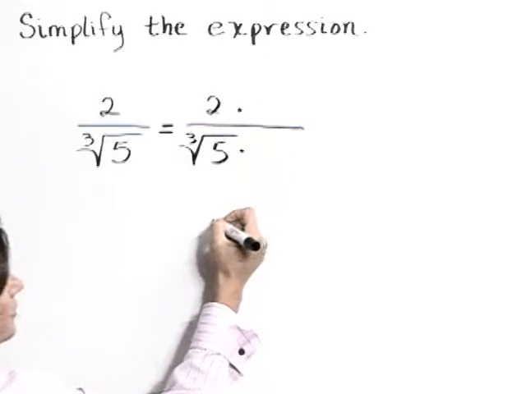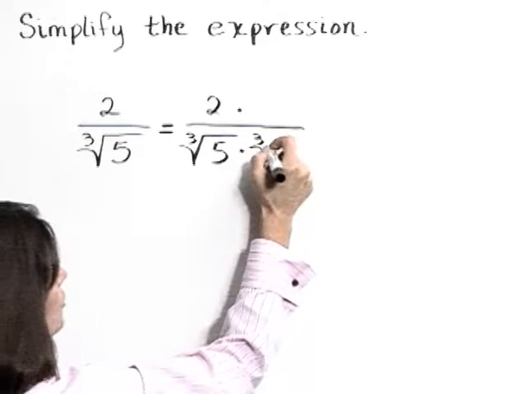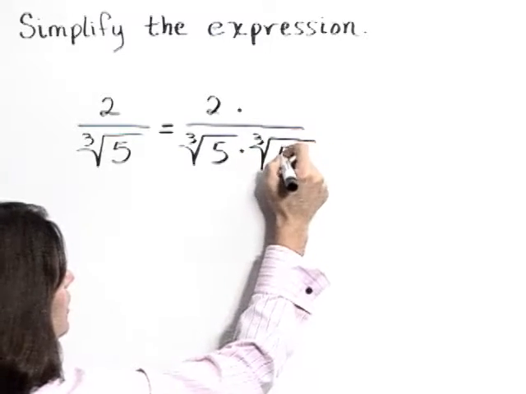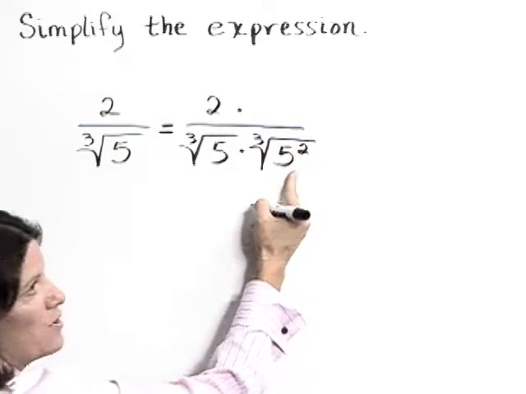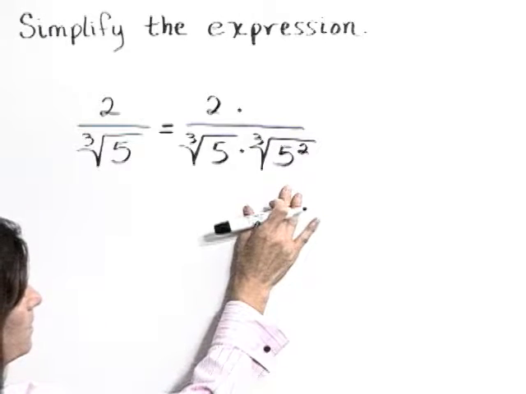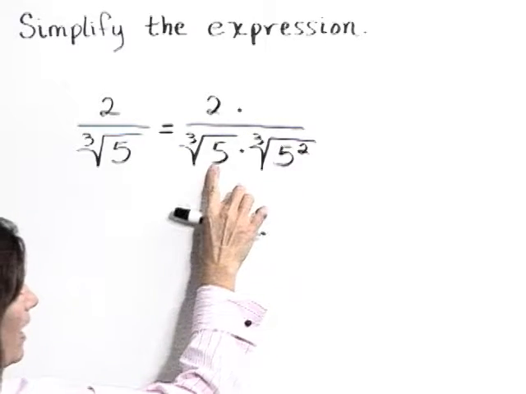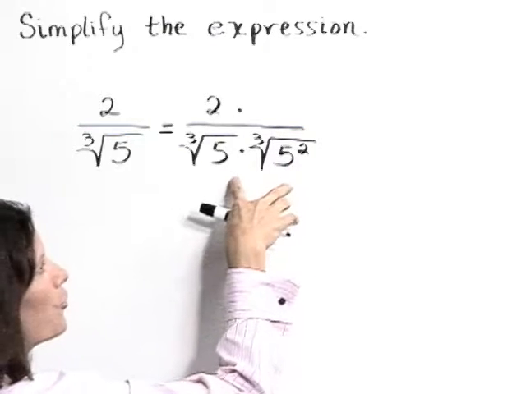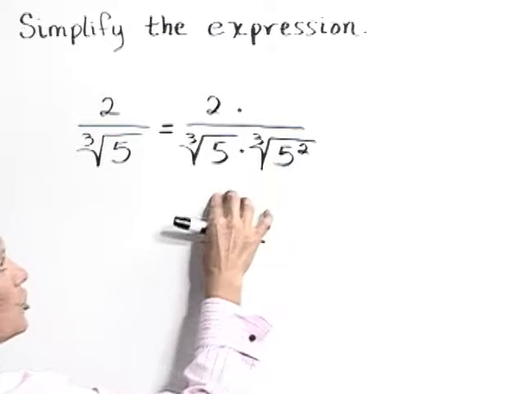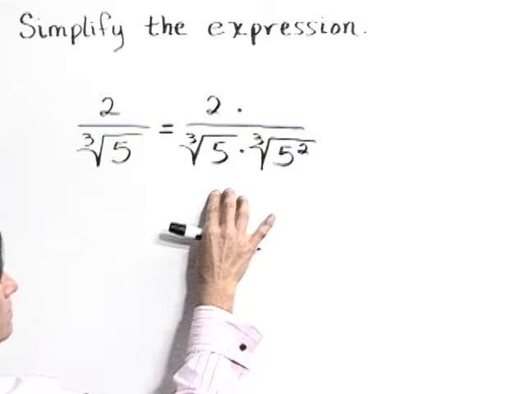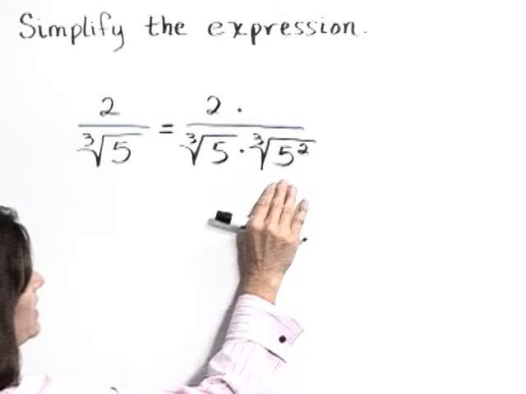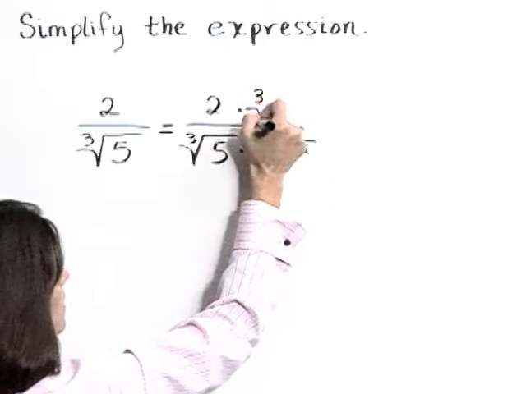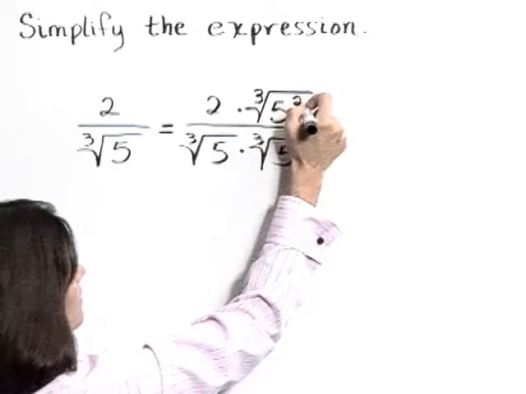So let's multiply the top and the bottom by the cubed root of, I'm going to choose here, 5 squared, or you might say 25. Because when we multiply 5 times 5 squared, that creates 5 to the third power. We can take the cubed root of 5 to the third power. Now, whatever we do to the denominator, do the same in the numerator.